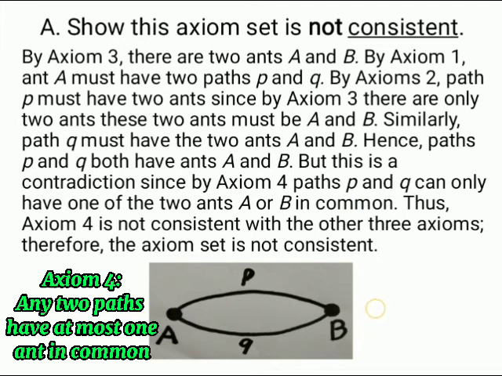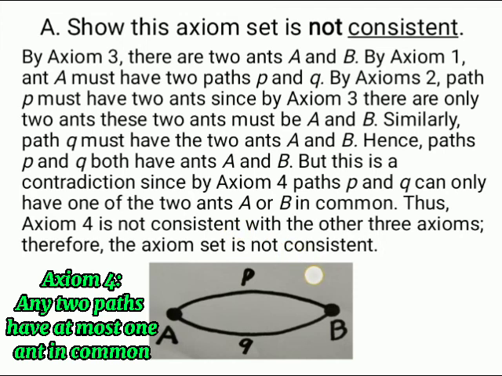Kaso, dito, lumagpas siya sa isa. Kasi dalawa yung common nila, di ba? So, hindi natin na-satisfy yung axiom 4. Kasi nga, at most one, sabi not more than one. Pero lumagpas tayo sa isa. So, bali dalawa itong common nila. Sabi dito, A or B.